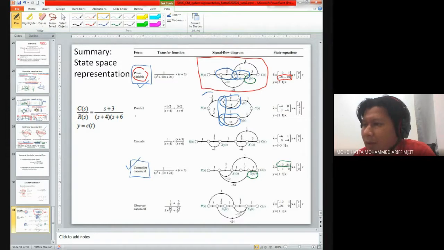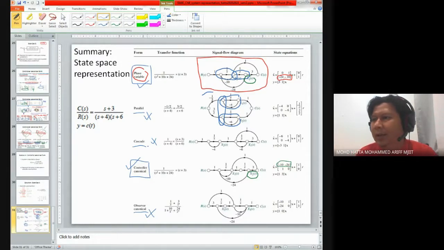Although there are other forms that you will come across in most of the textbooks, maybe you will come across parallel, cascade, also observer canonical form. But in this case, we will not cover all these forms. Okay, why? The big question is why cover only these two?